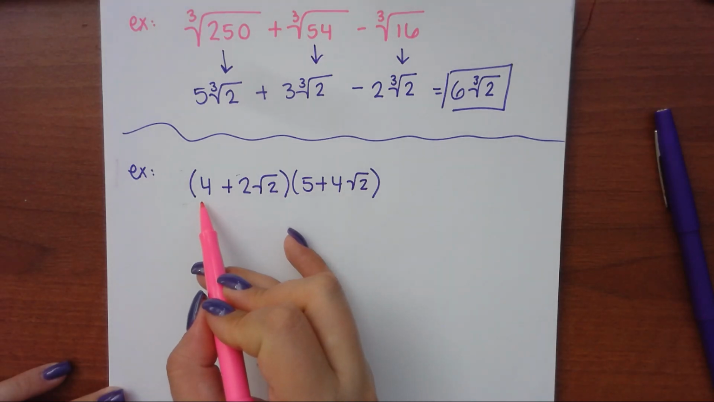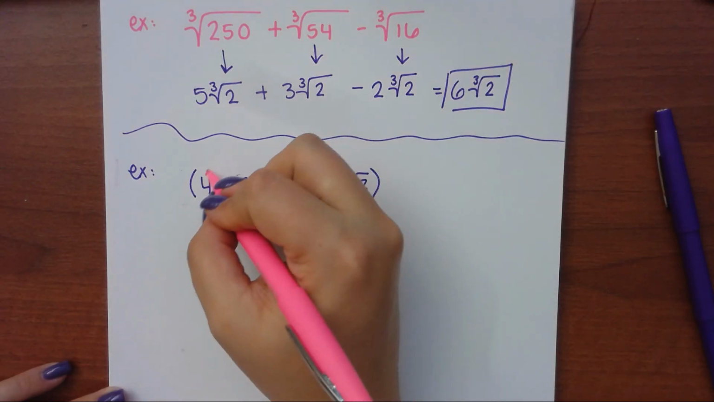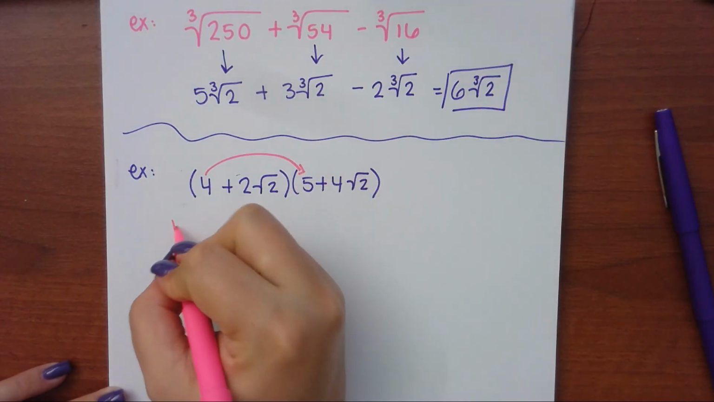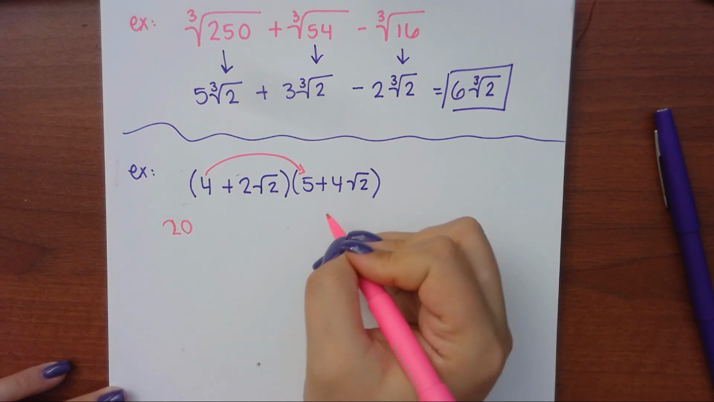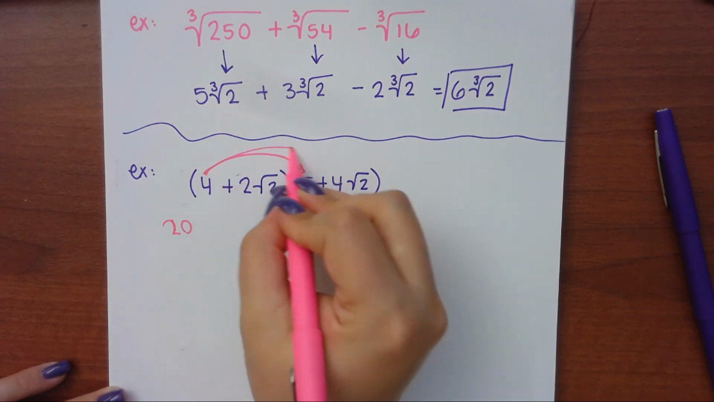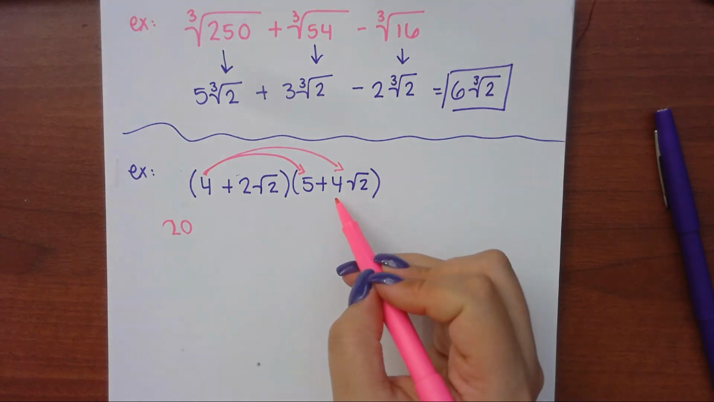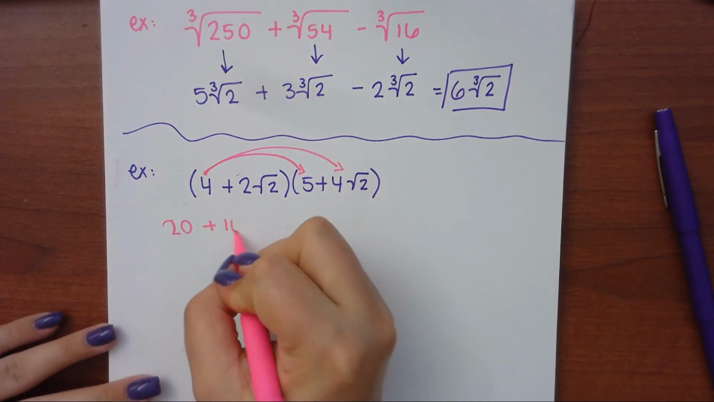by foiling. So that means that 4 gets multiplied to 5. 4 times 5 is 20. Then I have 4 multiplied to 4 square root of 2. Well, the 4's on the outside get multiplied. So that would be 16 square root of 2.